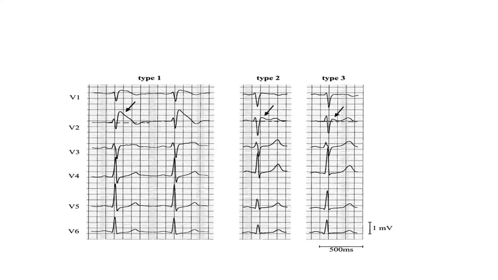So this is an overview of types 1, 2, and 3. In type 1, you can see this is coved type, and 2 and 3 are saddleback type. There are T-wave inversions, and T-wave inversions are not as common in 2 and 3. And the J point elevation is usually up to 1 millimeter in type 2, and in type 3 it is less than 1 millimeter. So this is how you differentiate between these types.